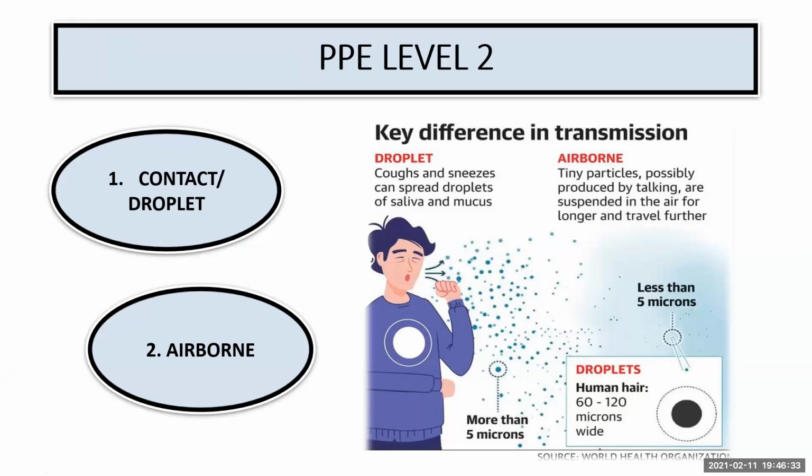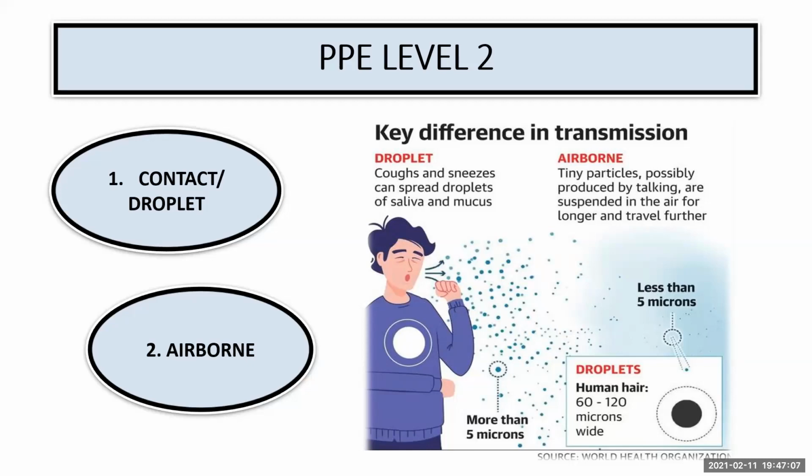So you need to know the key difference in transmission between droplets and airborne. Droplets are spread by coughing and sneezing, where the droplet is big, more than 5 microns. Compared to airborne, it is tiny particles, possibly produced by talking, suspended in the air for a longer time and can travel even further. So airborne is usually less than 5 microns.